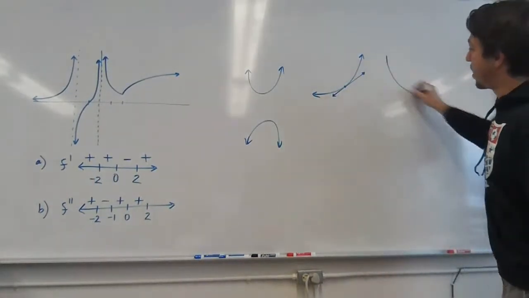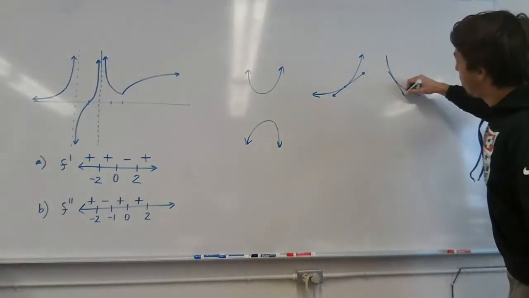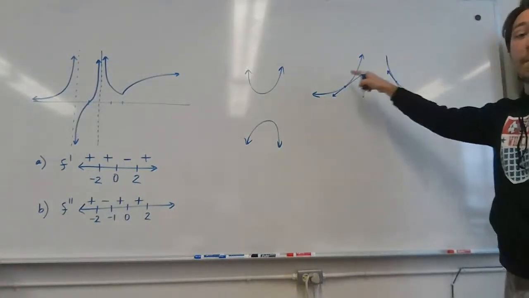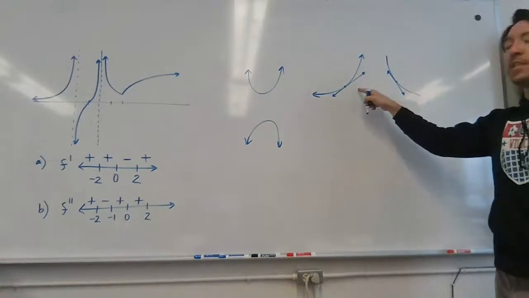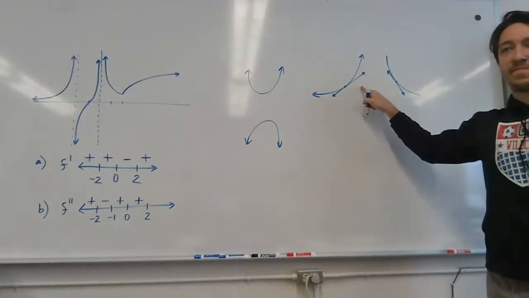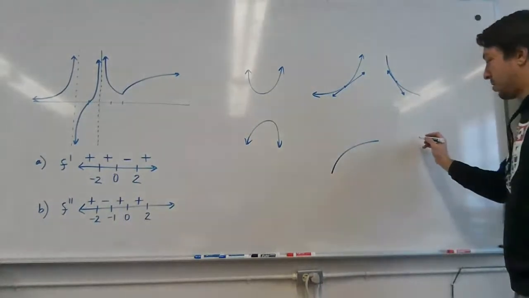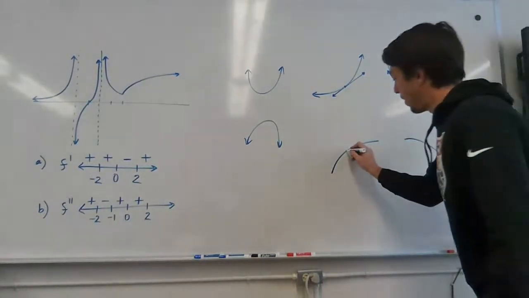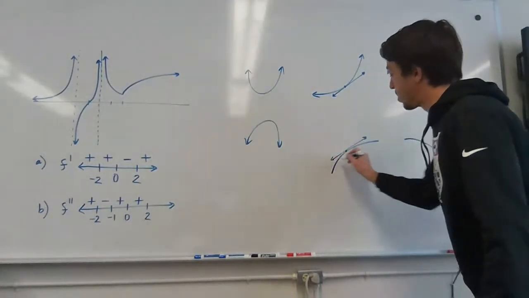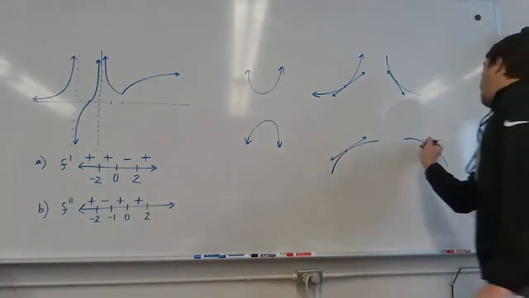It could just as easily be like this. So these are both concave up. The tangent line is below the curve. Versus this is concave down, and so is this. If I draw a tangent line, what do you notice? Oh, it's above.